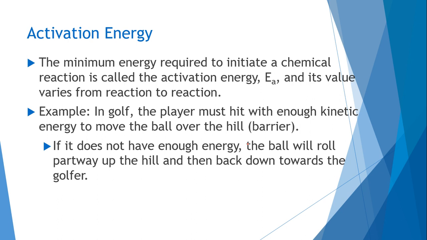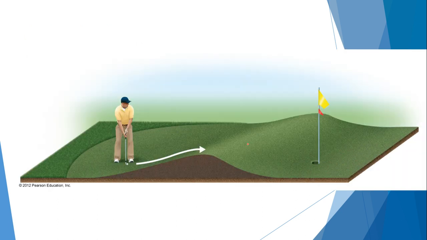The minimum energy required to have a chemical reaction take place is called the activation energy, and this value varies from one reaction to another. A good example is a golfer trying to hit a golf ball up a hill. You have to hit it with enough energy for it to get over that barrier. If it doesn't have enough energy to get over the barrier, the ball doesn't go up the hill and into the hole that we want it to. The same thing happens with reactions. If it doesn't have enough energy to make it over the barrier, the reaction's not going to happen.